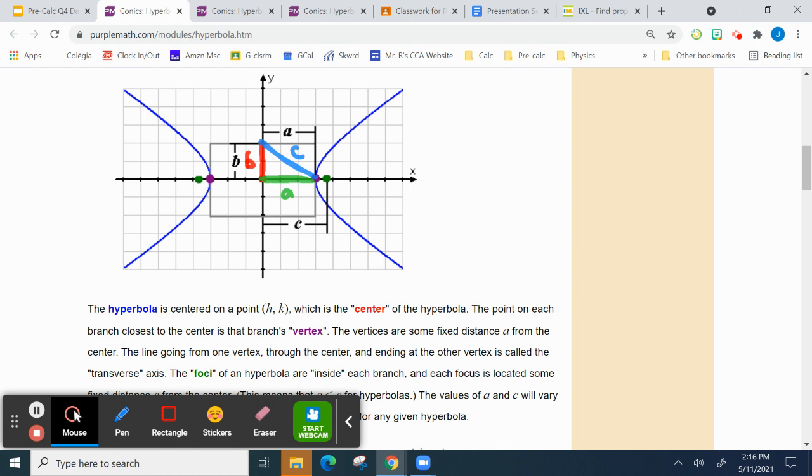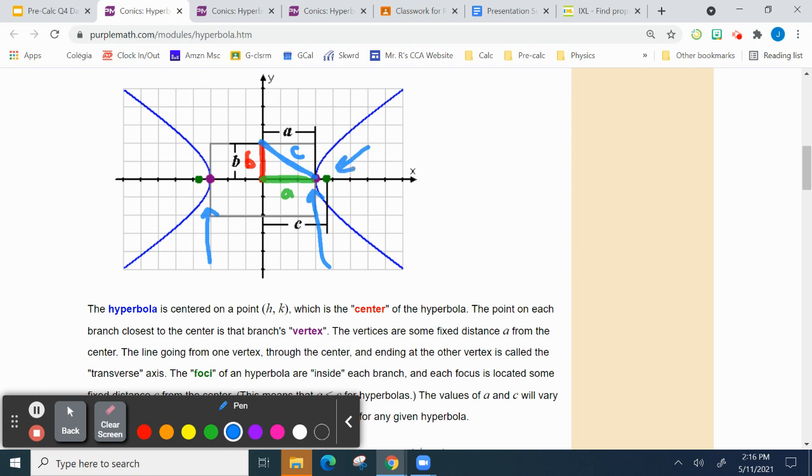So we have in a hyperbola two vertices, which are right there and right there. We have two foci, there's one and there's one. And we have the center, which is that. And then we have our asymptotes that kind of define where those curves are going to go. So that's kind of the basic parts of the hyperbola.